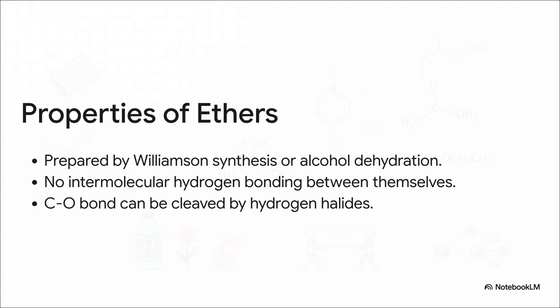The crucial point for ethers is really understanding their overall chemical profile. They are famously prepared via Williamson synthesis or by the careful catalytic dehydration of alcohols. And I do mean careful. This dehydration mechanism requires highly specific temperature controls to ensure we actually get an ether instead of an alkene. Now, because they don't have a hydrogen directly attached to their oxygen, they cannot form intermolecular hydrogen bonds with each other. That's exactly why their boiling points drop back down to resemble alkanes. But they aren't totally inert. Their carbon-oxygen bond can be cleaved by strong hydrogen halides.